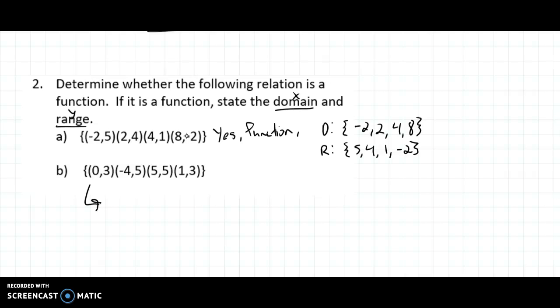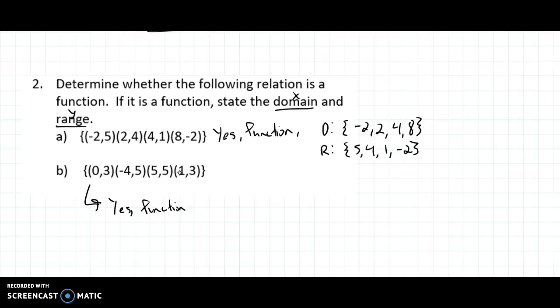So for this second one, we want to look at it to see if it's a function. I got 0, -4, 5, and 3. Nothing there was repeated, so we're good to go. It's a function. So yes, function.